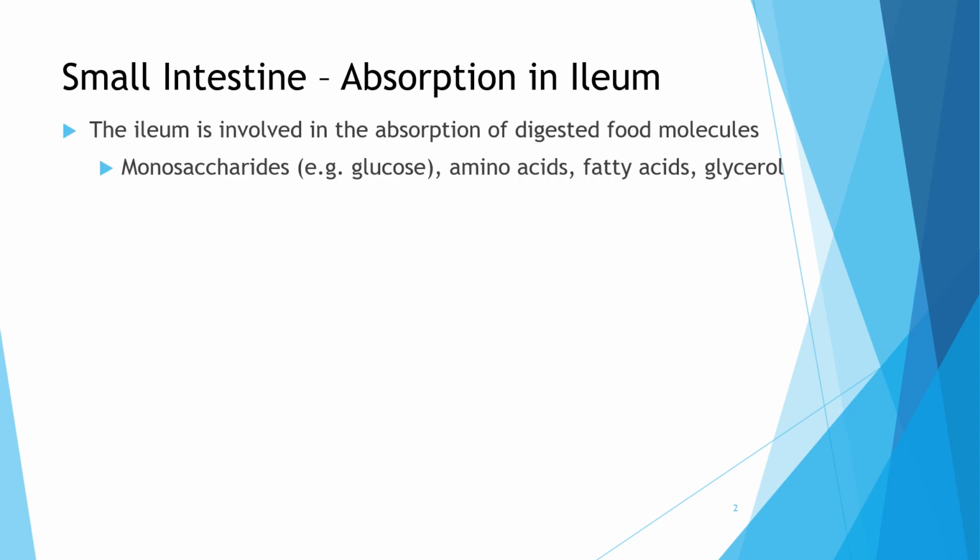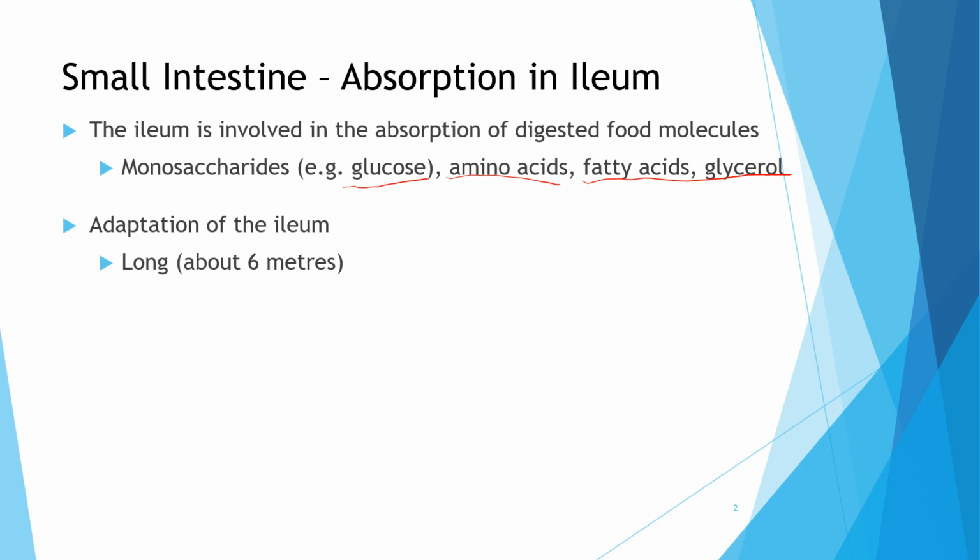Okay, so what are we actually talking about in terms of nutrients? Of course, the glucose, which you can see over here, which is the final product of carbohydrates, the final products of proteins, which we call amino acids, and of course the final products of fat digestion, which are the fatty acids and the glycerol. Okay, so all these will be absorbed.